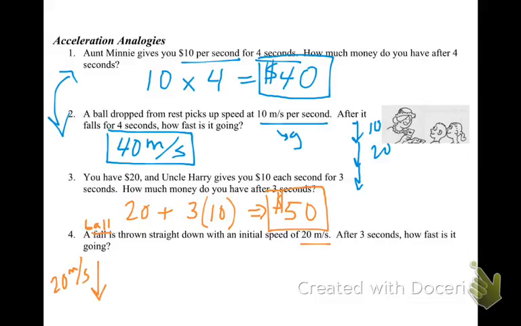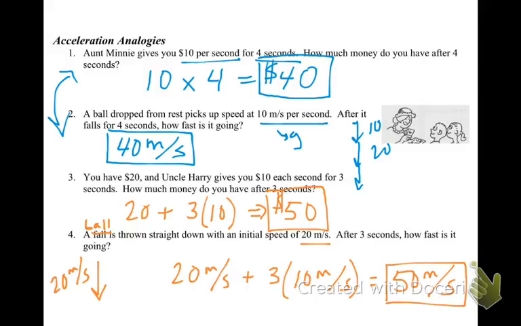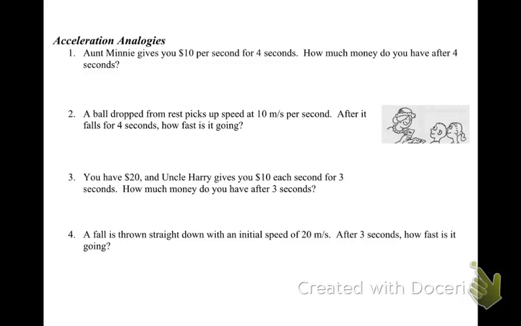Well, every second it gains 10 meters per second. So we've got 20 meters per second. After 3 seconds of gaining 10 meters per second, that ball now moves 50 meters per second. So again, that's kind of how these two relate. We started off at 20 meters per second, but then every second after that, it gains 10 meters per second. Okay, not too shabby.